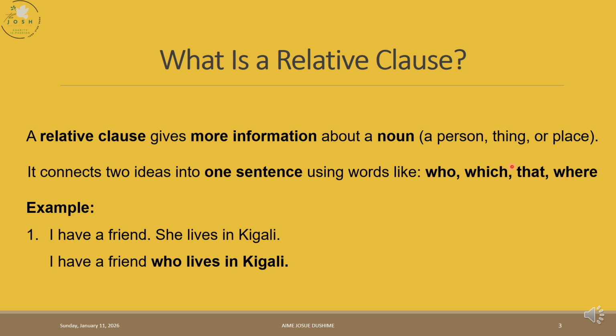Let's take example one. I can have two sentences. I have a friend, and she lives in Kigali. Those are two separate things. I have a friend, one, then the second: she lives in Kigali. It's one person we are talking about. Then we are going to join these two and formulate one clause. I have a friend who lives in Kigali. This who lives in Kigali is what we call a relative clause. Remember, it is joined by a relative pronoun.